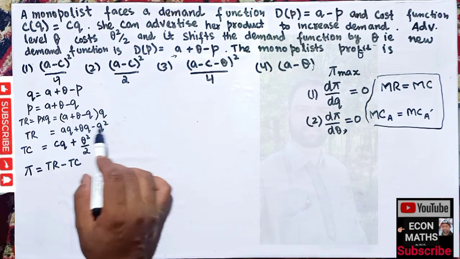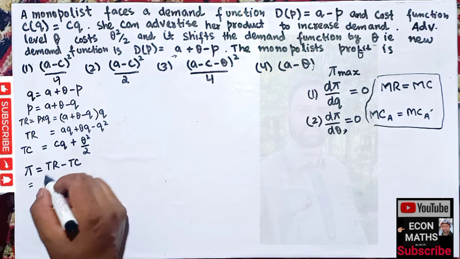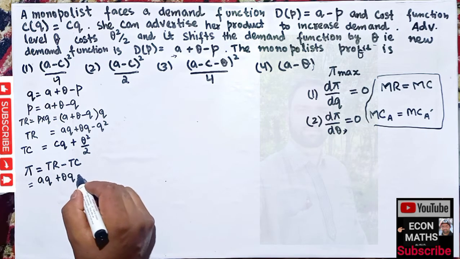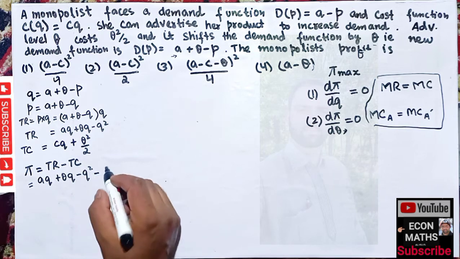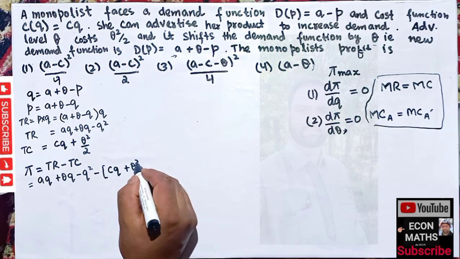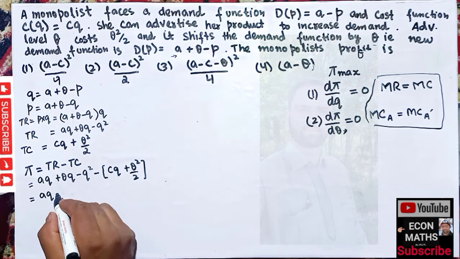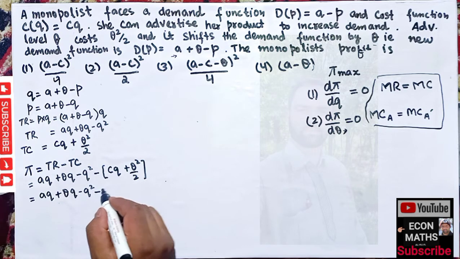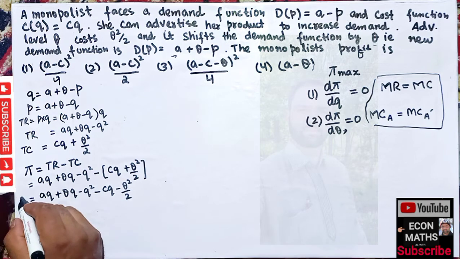What is our total revenue? Total revenue is this very function. I will write here: total revenue is equal to aq plus theta q minus q square. To this we subtract the total cost, that is minus, what is our total cost? That is cq plus theta square divided by 2. Or I can write it like this: aq plus theta q minus q square minus cq minus theta square divided by 2. This is our profit function.